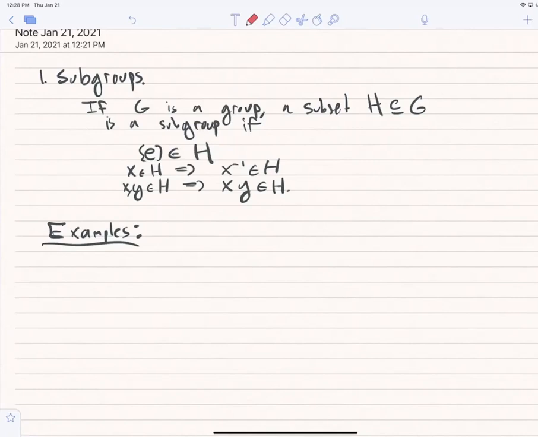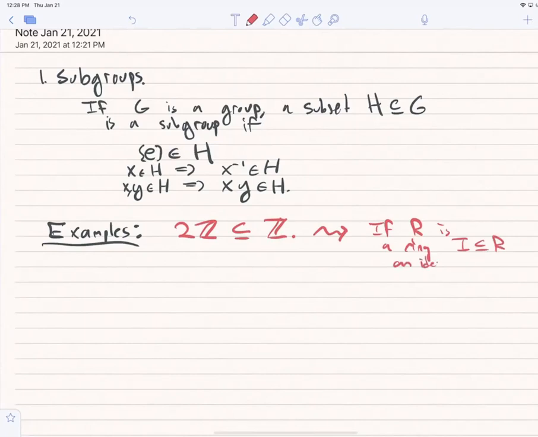Yeah, good. So 2Z. 2Z is one way you can denote the even integers. And the integers are also a ring. You can think of that as an ideal inside the ring. And in fact, that's sort of a good generalization. So let me write it down. If R is a ring and I is an ideal, then I is a subgroup. Okay, great. What's another example?